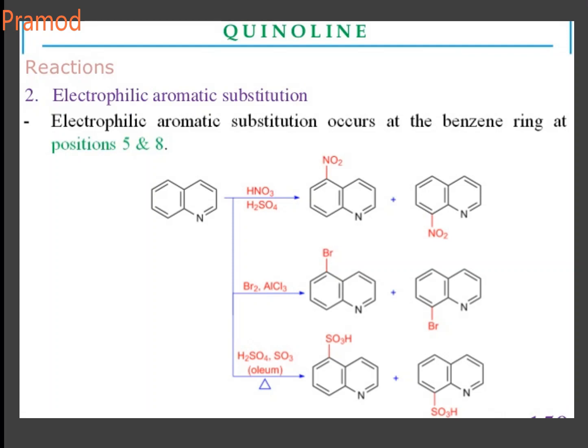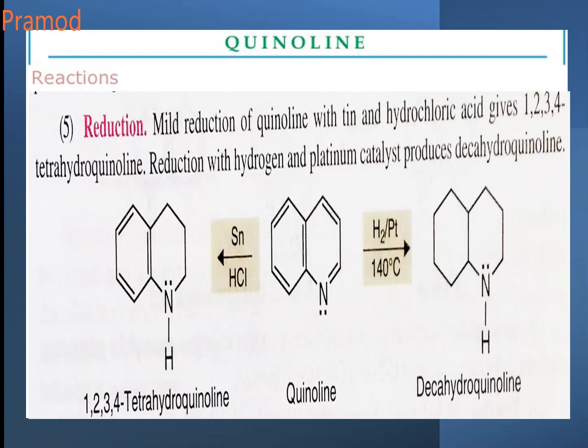So remember at which position? 5 and 8. Basically it undergoes electrophilic aromatic substitution at 5 and 8. Why? Because the benzene ring is easily attacked by the electrophile, whereas in the pyridine ring it is difficult.